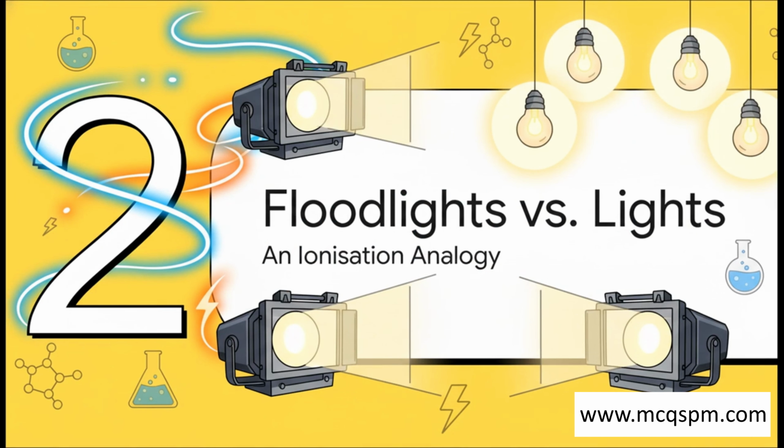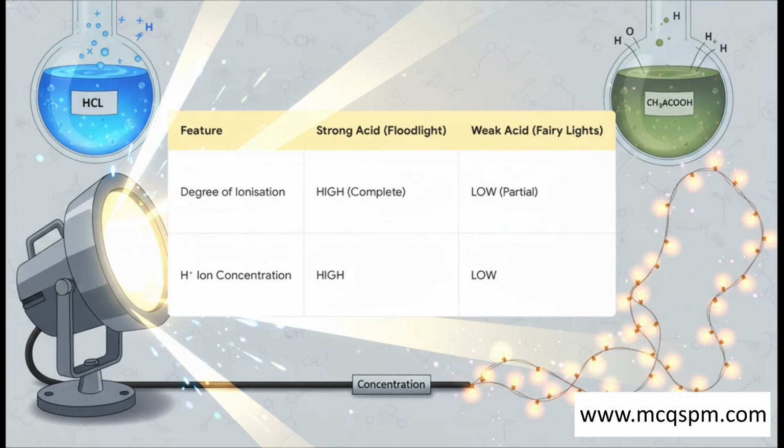Now, to make this whole idea of ionization super clear, let's use a little analogy. Forget about beakers and chemicals for a second. Picture this: you're in a pitch-black room, and you need to light it up. A strong acid is like a giant, powerful floodlight. You flick the switch, and boom, it completely floods the room with bright light. It gives you everything it's got, all at once. A weak acid is more like a delicate string of fairy lights. You plug it in, and you get a gentle, pretty glow. The key thing is that both are plugged into the same power socket. That's our concentration. But the amount of light they produce, our H+ ion concentration, is worlds apart.